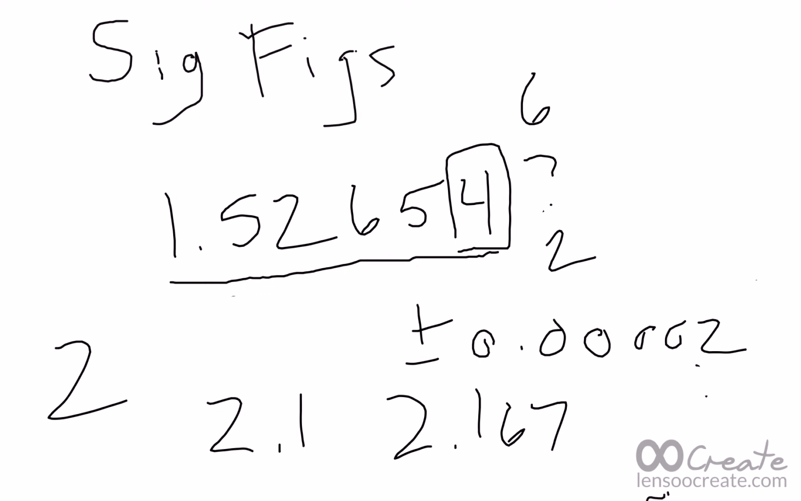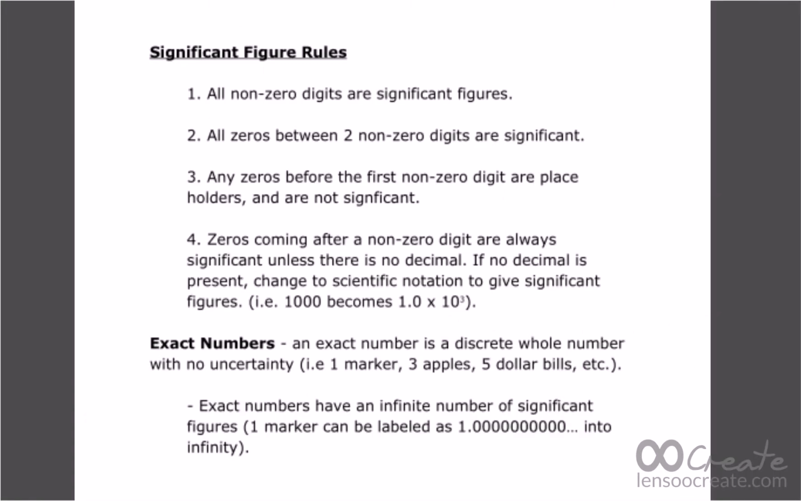So that's the point of significant figures. It's a way of communicating to the scientific community how certain you are in your measurements. And the more certain we are, that's a good thing. The better it is. So let's move to the next point here.